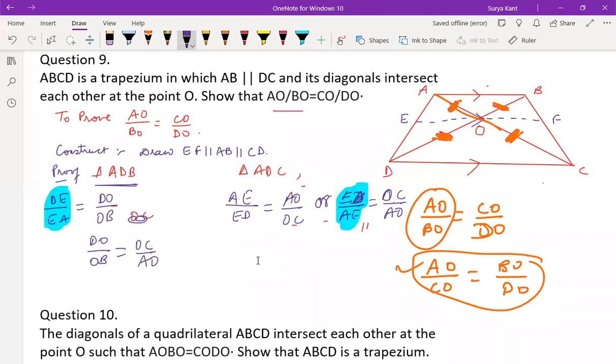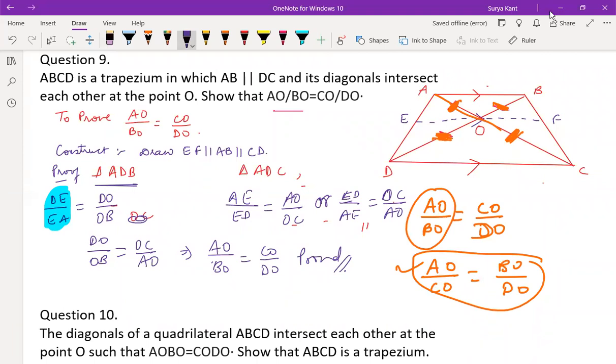Then on cross multiplication, you will get whatever you want. You can write here AO by OB, AO by BO is equal to CO by DO. So proved. Is it clear? Did you understand, children? Because BO, DO and AO, BO, CO, DO should come together, so that you take one side equal, then only you can write this. If it is not equal, you can't write.